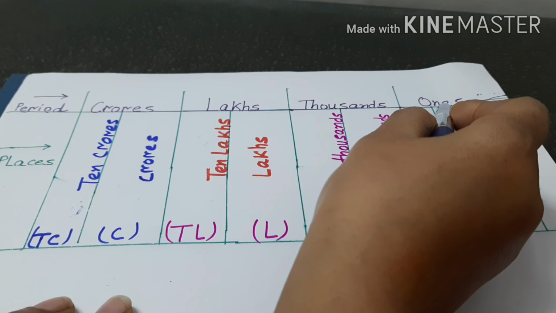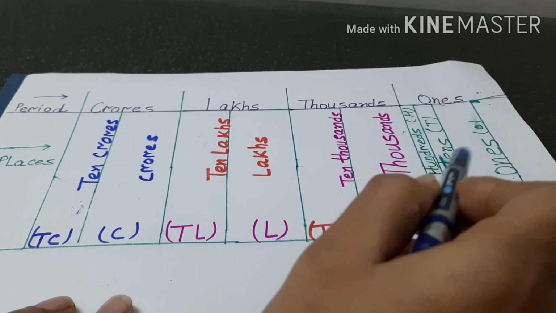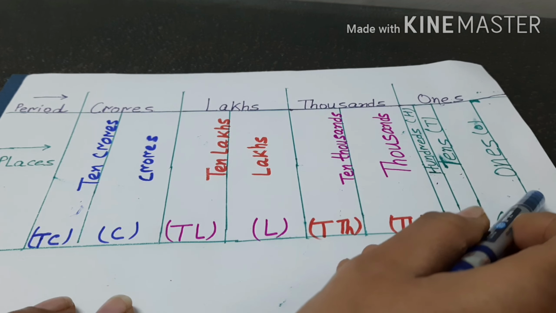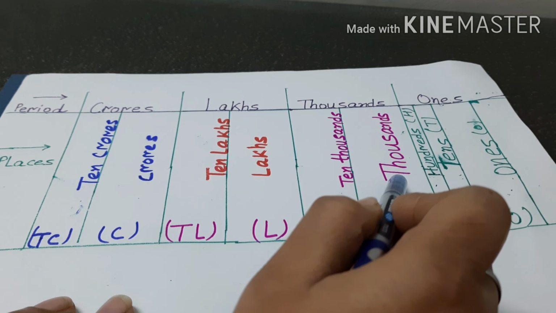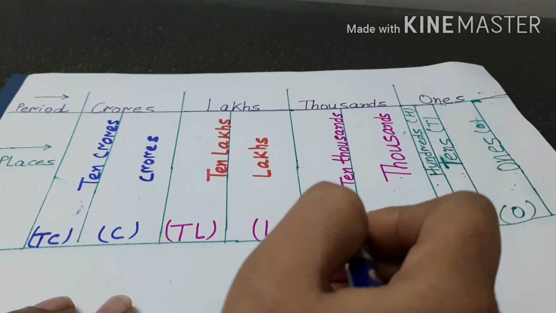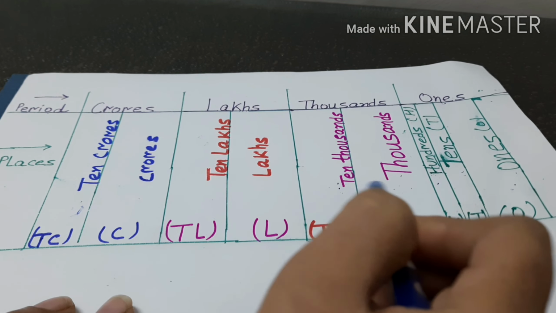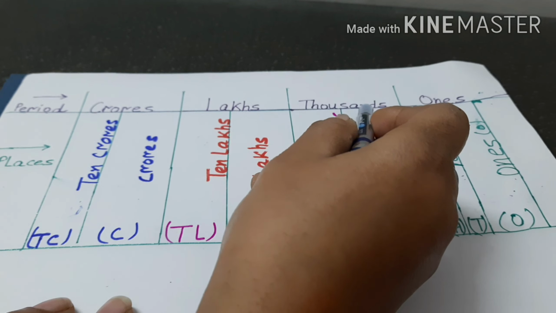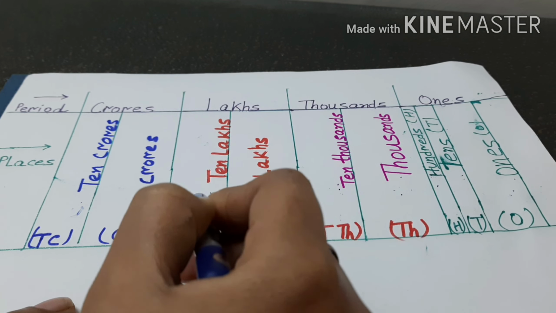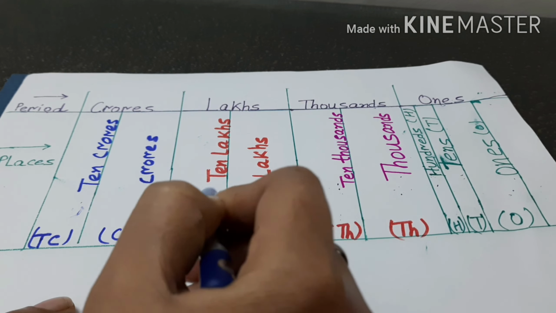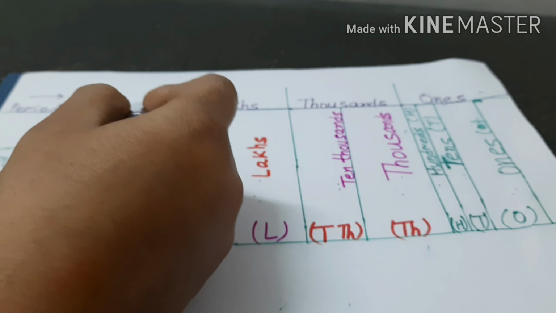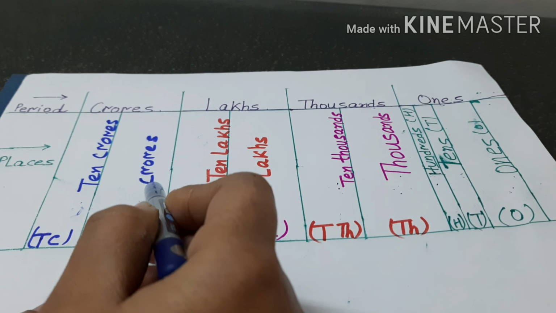The ones period covers ones, tens and hundreds places where a digit is present, and thousands and ten thousands, these 2 places where a digit is present, are covered by the thousands period. Lakhs and ten lakhs are covered by the lakhs period, and the crores period covers crores and ten crores.